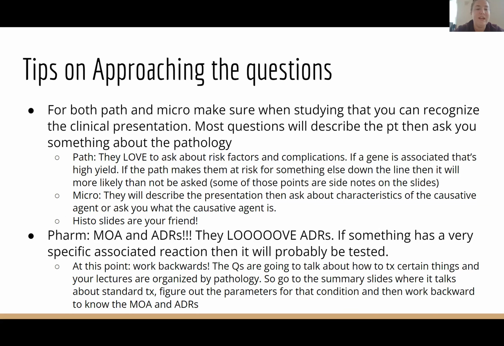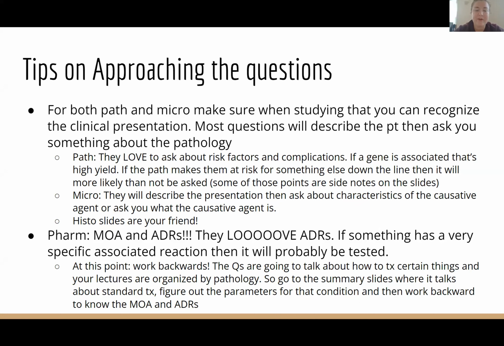For the pathology, they love risk factors and complications. For example, atherosclerosis is a big risk factor for a lot of cardiac diseases, and then there may be a complication down the line. Sometimes those are very small tidbits on the slide and it's not touched on greatly, like small text. But if you see that, make sure you highlight and note it because it's very high yield. If there's a gene associated with something, that's also high yield, as it puts you at risk for something down the line.